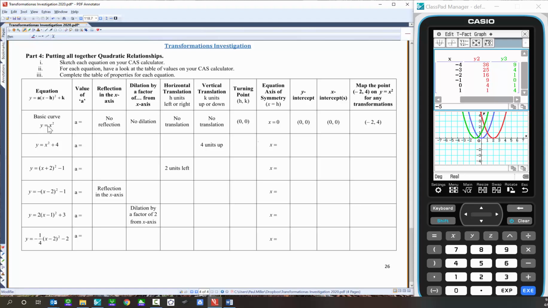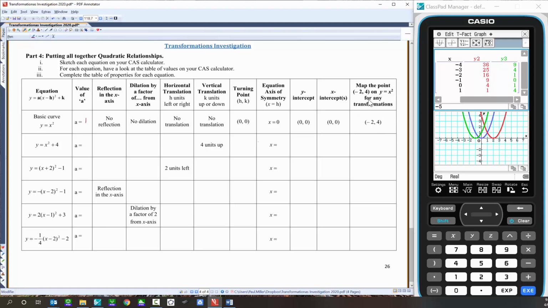So we've got a basic curve y equals x squared. What's the value of a? A is the coefficient for x squared, that's 1. We're going to conclude that there's no reflection, no dilation, no translation left or right, no translation up or down. It has a turning point, and that turning point is just that where the parabola starts to go in and then turns back on itself. We say that that's at 0, 0 for this one. The axis of symmetry is an equation. It's a straight line that runs down the center. So it basically says it's symmetrical about this line here. Okay, so 0, 0. The y-intercept is 0, 0. The x-intercepts are 0, 0.